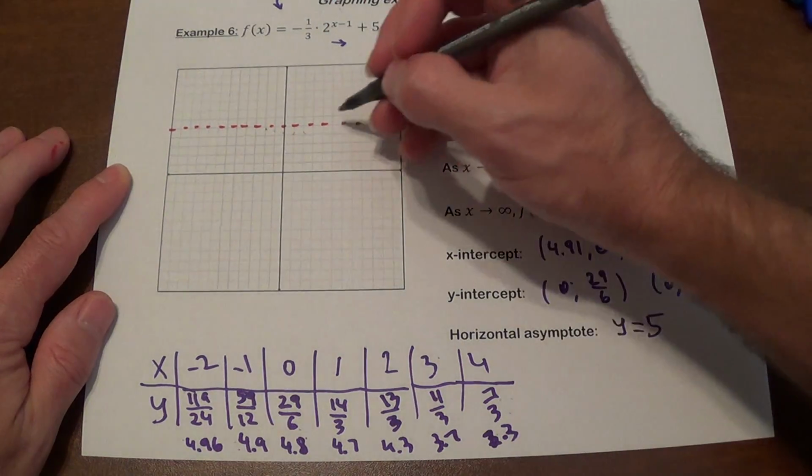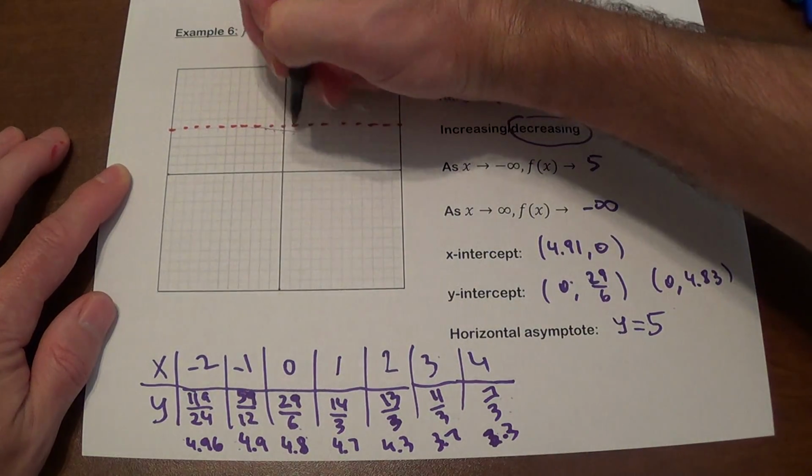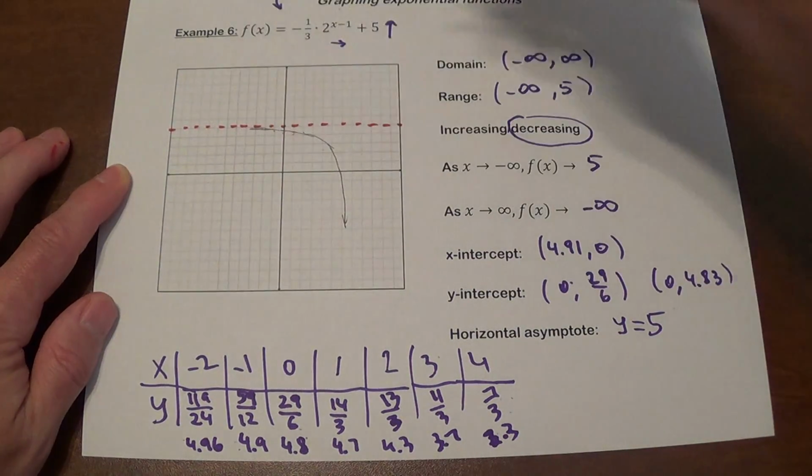Let's take a look at this. We got 2.3 at 4. So the graph is going to go down like this, and like that, and there you have it.